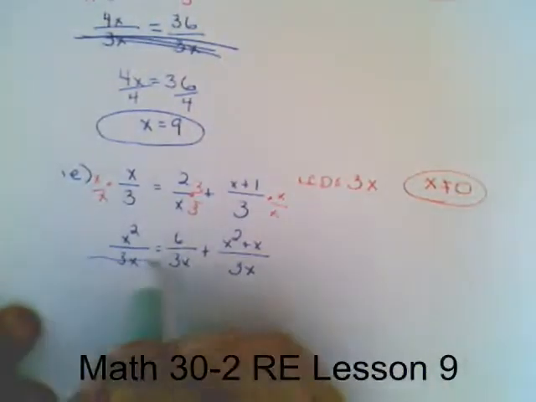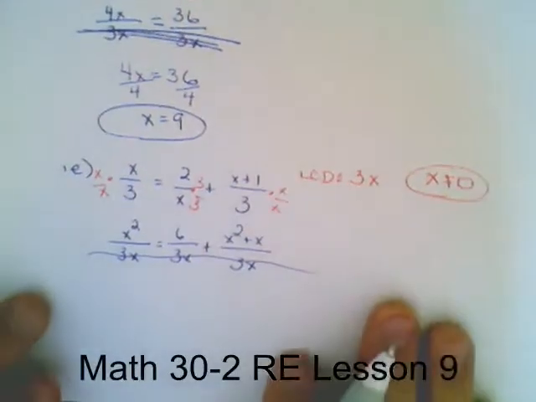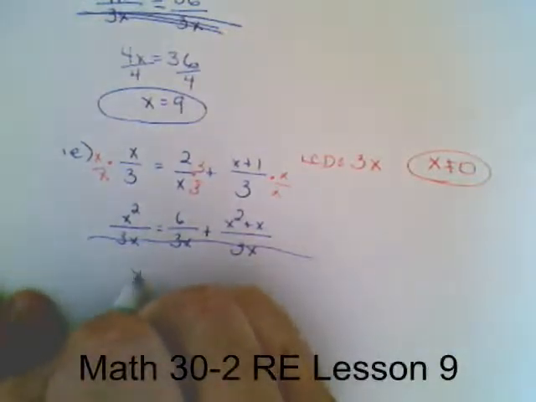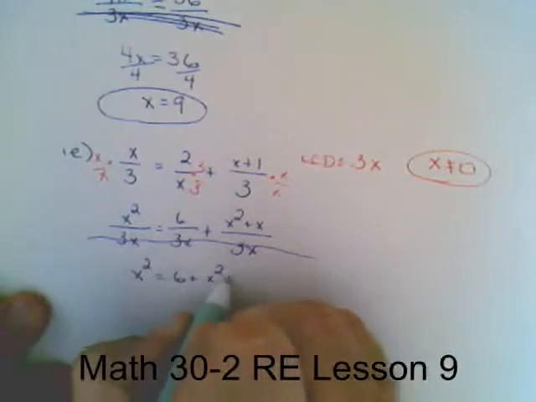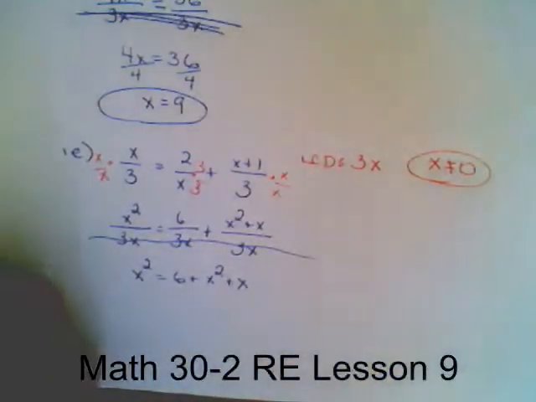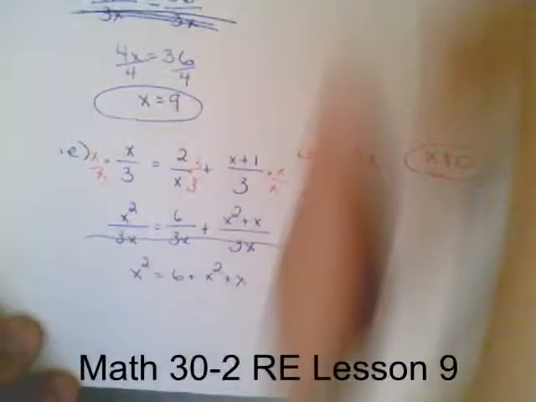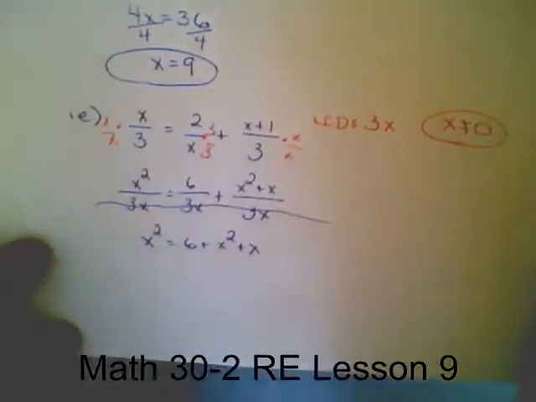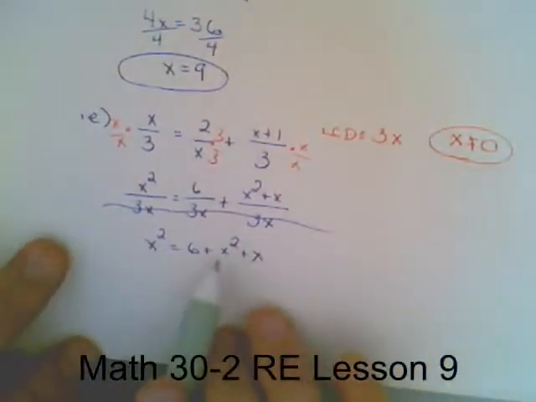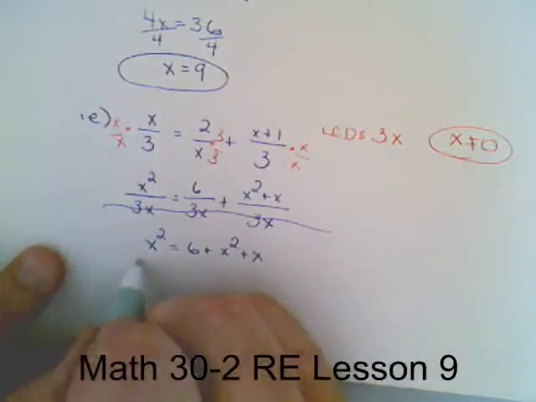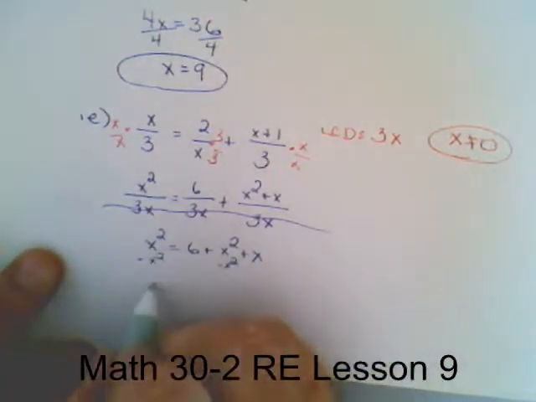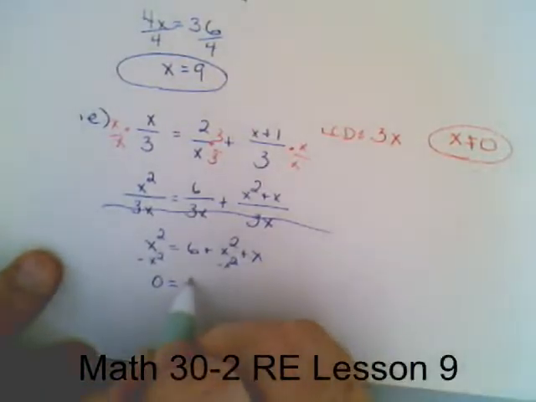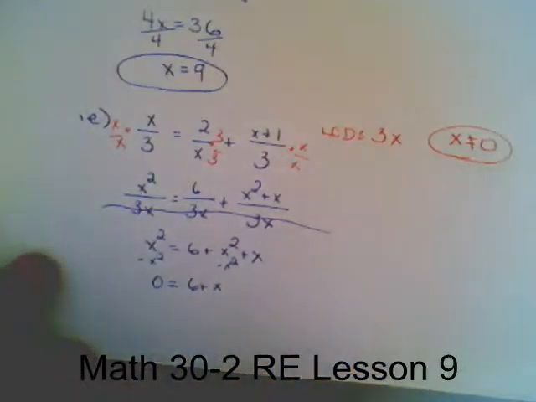Now that that's done, mystical, magical, boom, gone. I don't need to consider the denominators. So what I'm going to end up with is x squared equals 6 plus x squared plus x. This looks like a quadratic equation from Math 20-1 or 20-2. So I'm going to try to put the x squareds together. I'm going to subtract the x squared from both sides, and what I end up with is 0 on the left equals 6 plus, the x squareds are gone, x on the right.